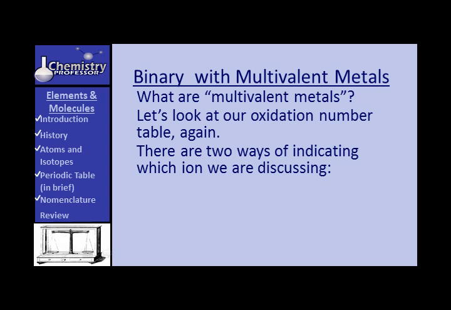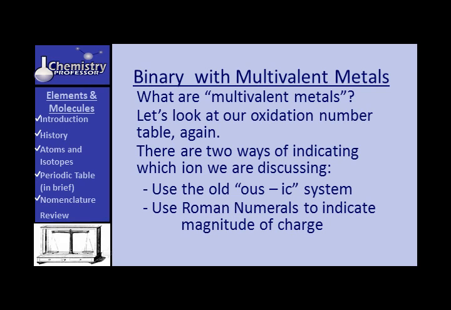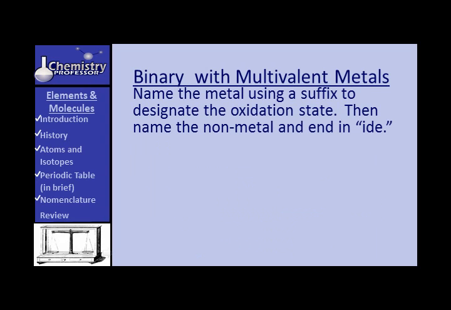There are two ways of indicating which ion we're talking about. We can use the old -ous/-ic system that I was just showing you. It is sometimes called the stock system. Or we can use Roman numerals to indicate the magnitude of the charge on the cation. Let's name a few. To name these, you name the metal using a suffix or an ending to designate the oxidation state, the -ous or the -ic. Or you can use Roman numerals, as I will show you. Then you name the nonmetal and you end the compound in -ide, because remember, -ide means binary.